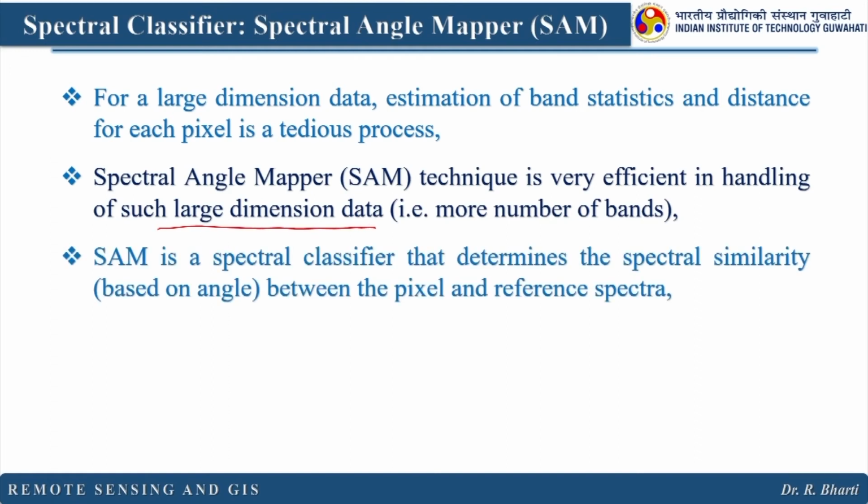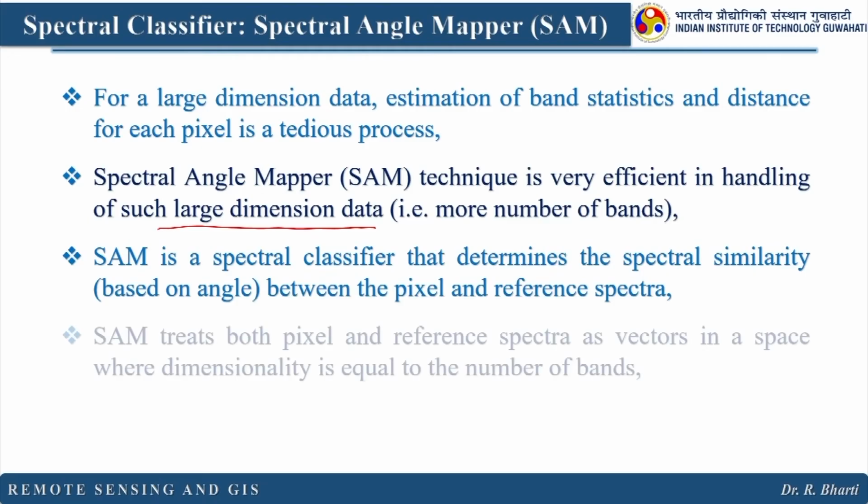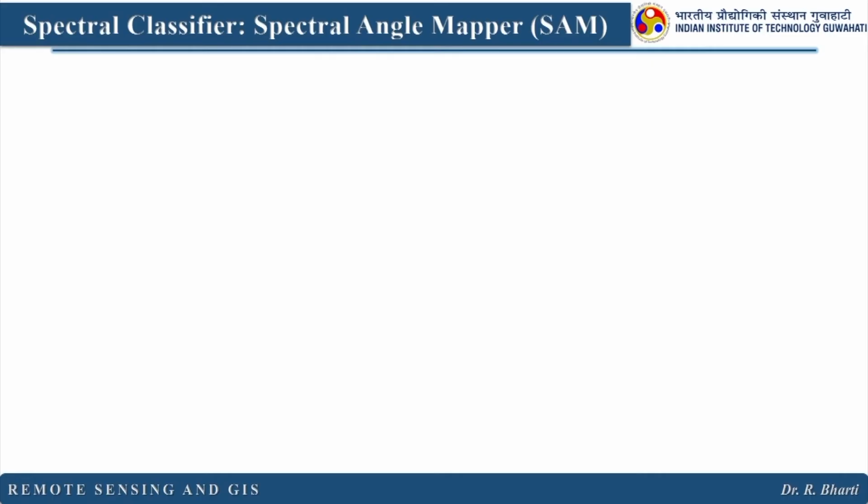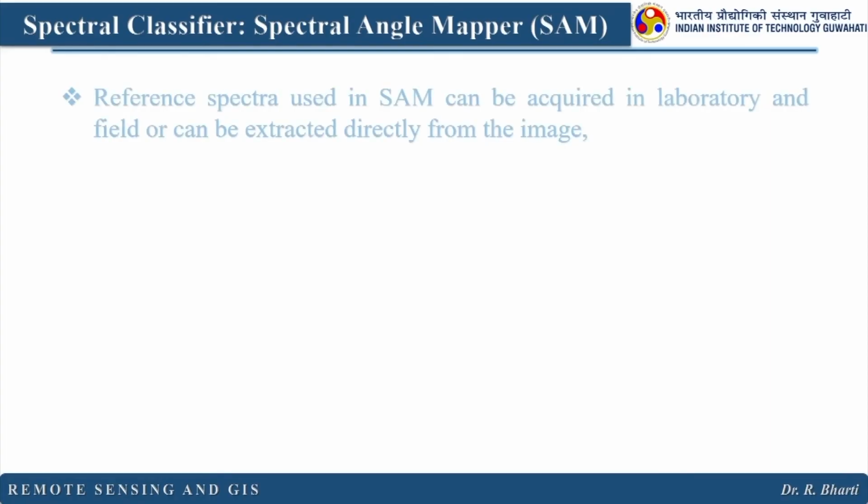SAM is a spectral classifier that determines spectral similarity based on the angle between the pixel and the reference spectra. How? Let us understand in the next slide. SAM treats both pixel and reference spectra as vectors in a space where the dimensionality is equal to the number of bands. So, how exactly are we doing this? In SAM classification, the reference spectra which we will be using can be derived from the laboratory or field, or can be estimated or identified from the image.